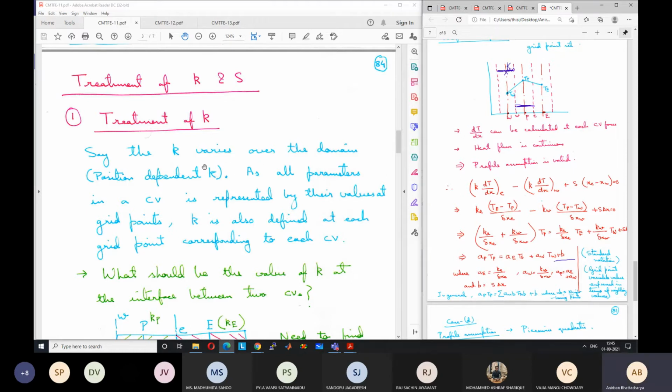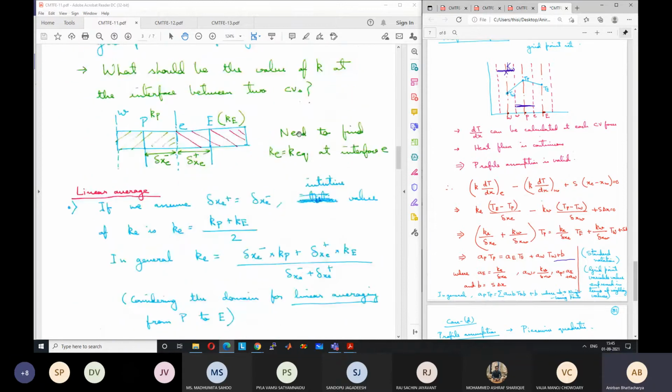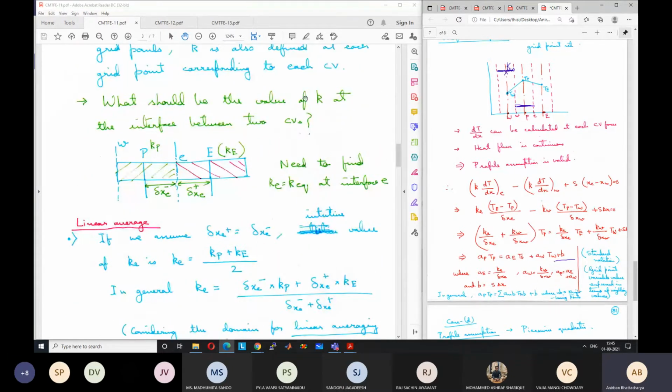As K varies over the domain, all the parameters in a CV are represented by their values at the grid points, which are at the center of the control volumes. So K is also defined at the center of the control volumes, at the grid points, but no K is defined at the interface. Our task is to find out what should be the value of K at the interface between two control volumes. What is the suitable value of K?